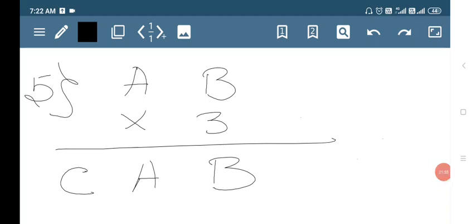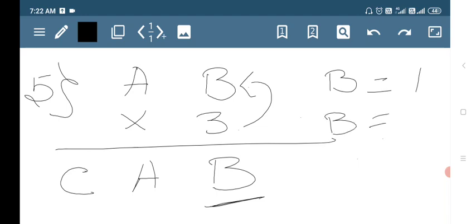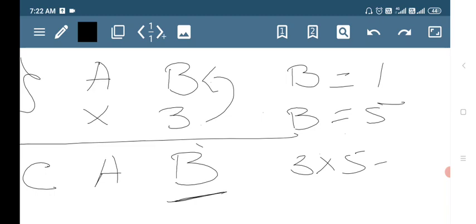Now look at here students, 3 is multiplied with B and in the result we have B. What could be the possible value of B? B can be 1 because 3 ones are 3, or B can be 5 because 3 5s are 3 into 5 is equals to 15. So the unit digit is 5, right? Any other possibilities?